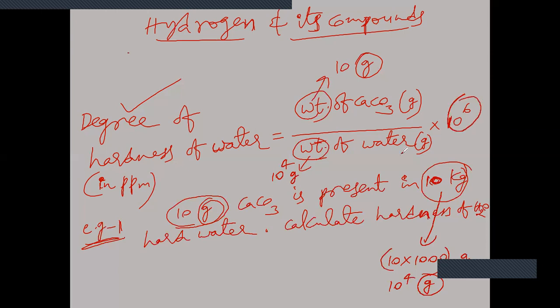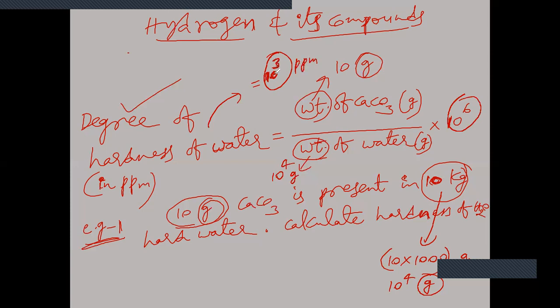Then what will this be now? How much are we getting? ppm. What is the hardness of water now? How much are we getting? 10 power 3. 10 power 3 means what now? 1000. So 1000 ppm we got. 10 power 3 means 1000 ppm is the hardness of water.